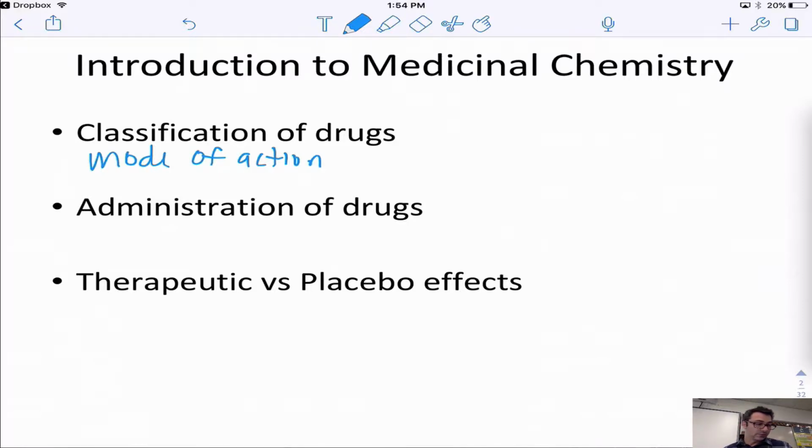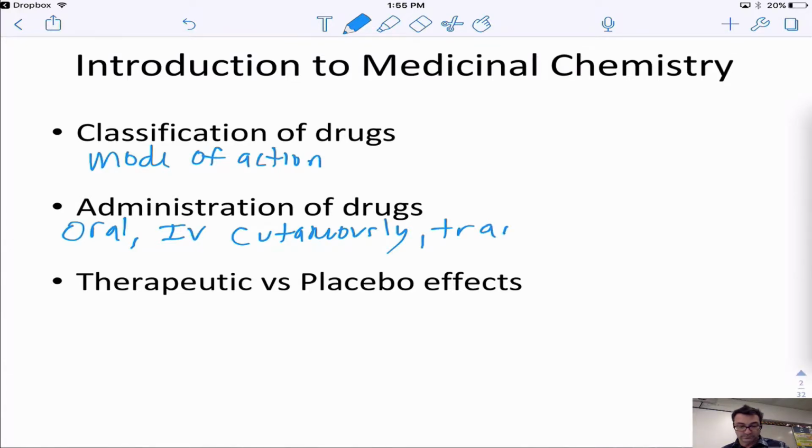One of the ways is orally. So this, you would just take the drug and swallow it. There's also IV, so intravenously. You could take it cutaneously, and cutaneously, that is like an ointment. It's something that you would put on your skin. A patch would actually be transdermal. So in this case, whatever medicine is on the patch is absorbed by the skin, and then it enters your body.